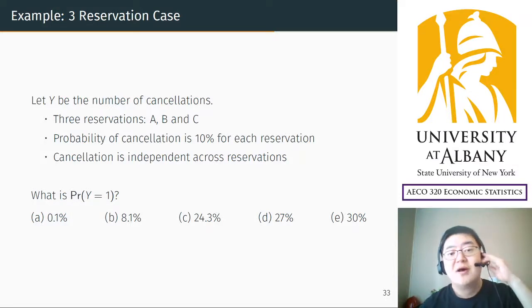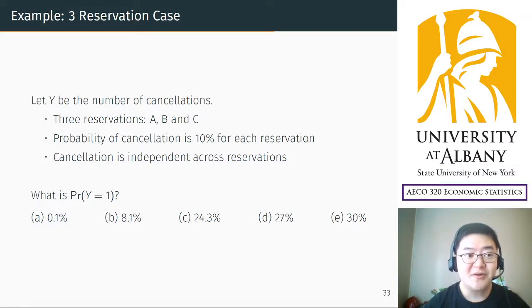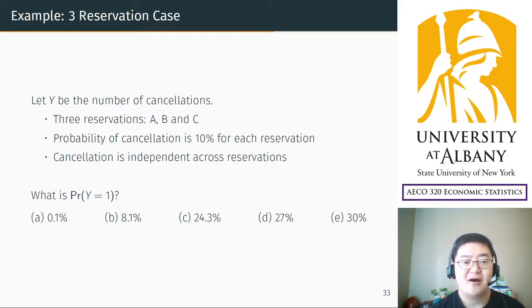Hello again. Now we are going to consider three reservations. Y is still the binomial random variable that counts the number of cancellations among three reservations, A, B, and C. And still the probability of cancellation is 10% and they are independent. What is the probability that only one of three reservations is cancelled in this case?